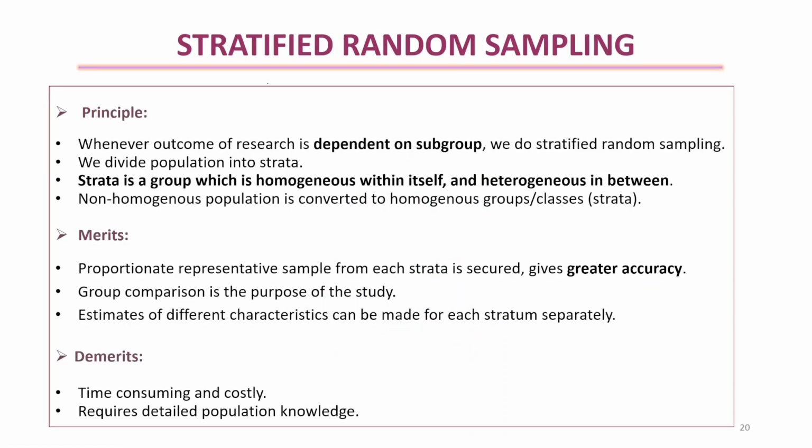Next comes the stratified random sampling method, which many students initially confuse with cluster sampling. But the principle here is very important. We use stratified sampling when the outcome of the research is dependent on the subgroup. First, we divide the population into strata. A stratum is a group where people are similar within the group but different from the people in other groups. Strata is a group which is homogeneous within itself and heterogeneous in between.